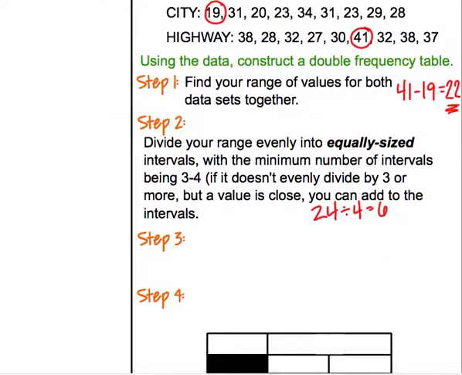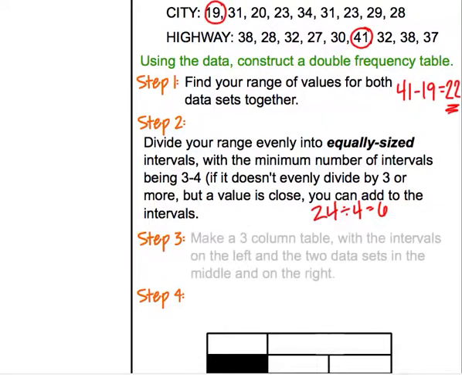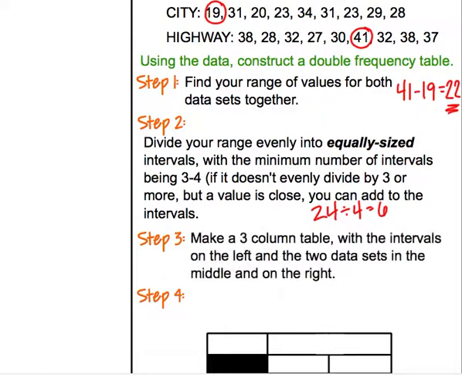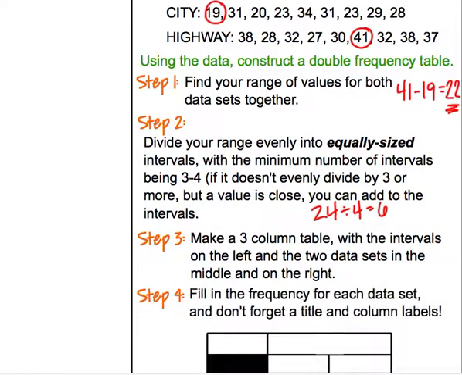So then step 3 is going to be to make a 3-column table, which I have provided for you, with intervals on the left and the 2 data sets in the middle and on the right. And then from there, we're going to fill in the frequency table for each data set, and don't forget a title and the column labels.